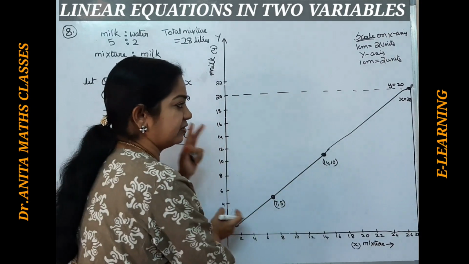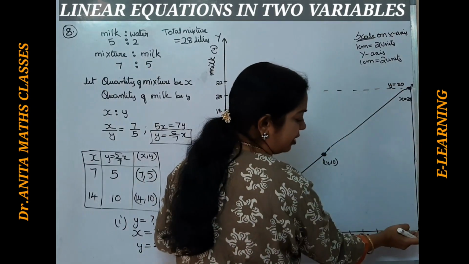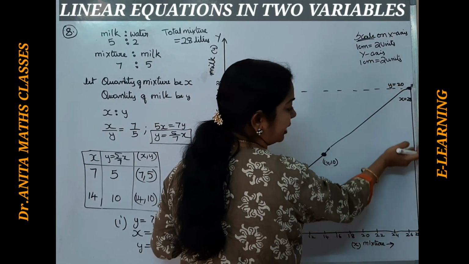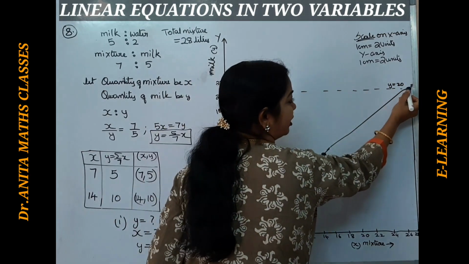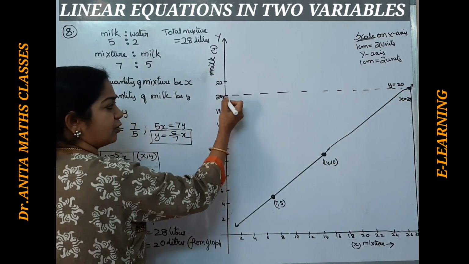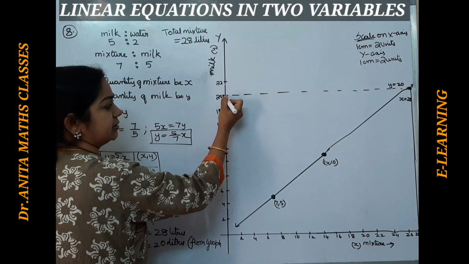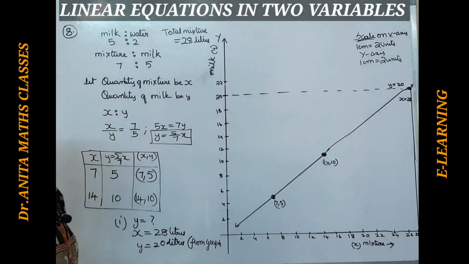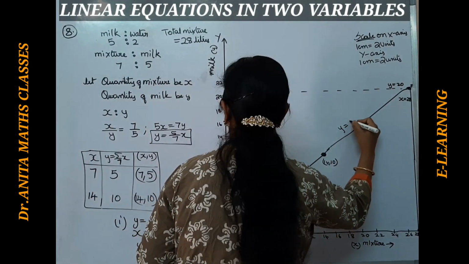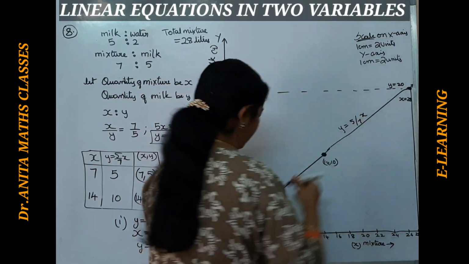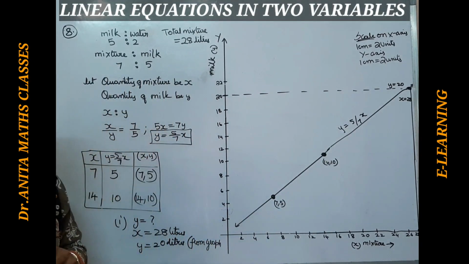On your graph sheet you will exactly get the straight line, wherein when you draw a dotted line at 28, it will touch the linear equation exactly at a point from where, if you draw a dotted line, it will exactly meet at 20. Okay, so this is a linear equation graph. From this we can easily find out. Now with this we have almost completed.